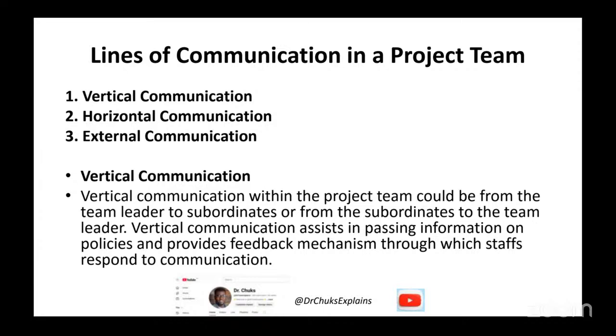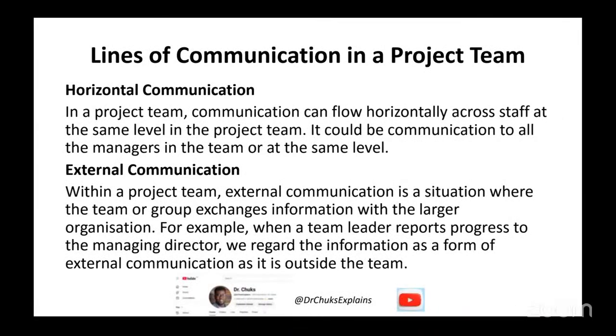Now, horizontal communication, what does that mean? In a project team, communication can flow horizontally across staff at the same level in the project team. Those at the same level. It could be communication among managers, managers to managers, so at the same level in that team. So that's horizontal communication. It is very, very important.